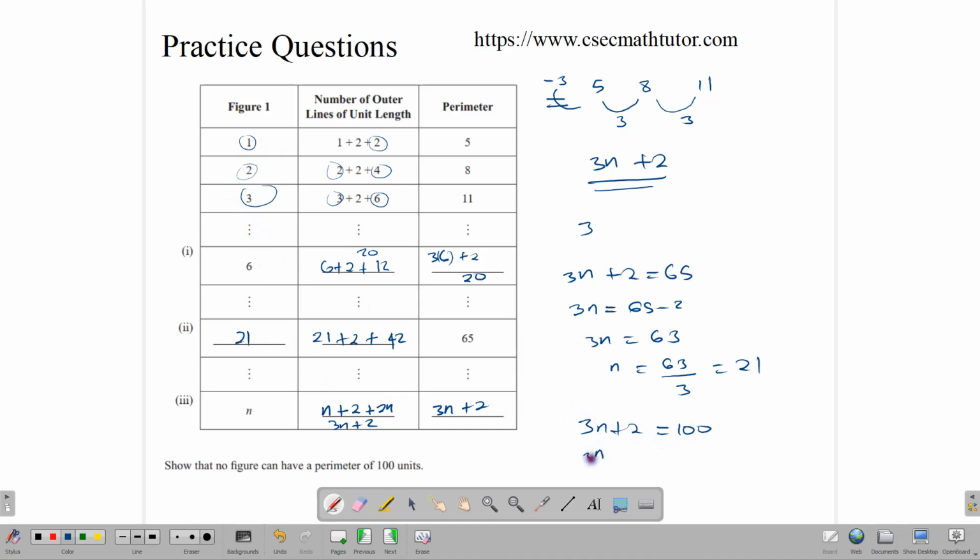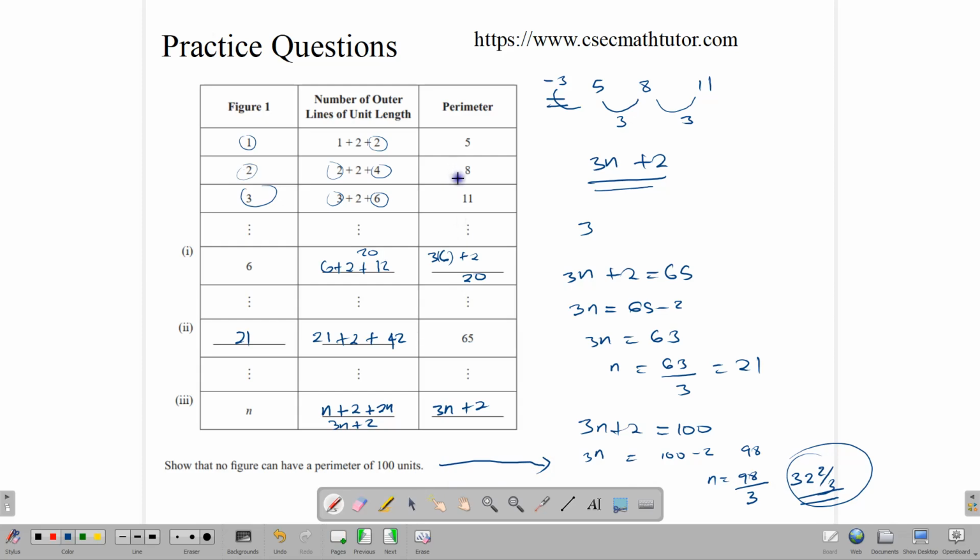So let's try it. 3n is equal to 100 minus 2, which is 98. And then now we need to divide. n is equal to 98 divided by 3. Well, 3 into 9 goes 3 times. 3 into 8 goes 2 times, leaves 2, and then we have 2/3. So notice here that we do not get a whole number. You'd have to have a whole number for the figure number. 32 and 2/3 is not a whole number. So we have answered the question. We cannot have a figure of perimeter 100 because this answer doesn't give us a whole number.